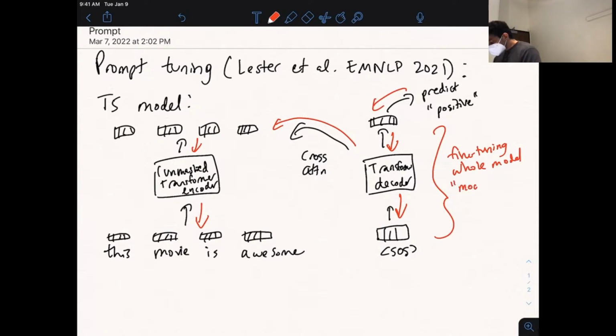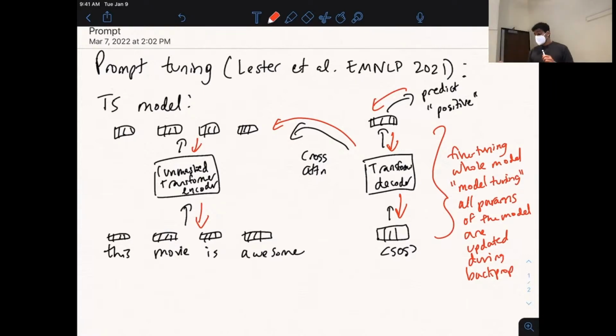This is called model tuning in their terminology, so we'll stick with that for the rest of this lecture. All params of the model are updated during backprop. And so this is the state-of-the-art approach for most tasks, right? You update every single one of the pre-trained model's parameters to specialize it to some downstream task.